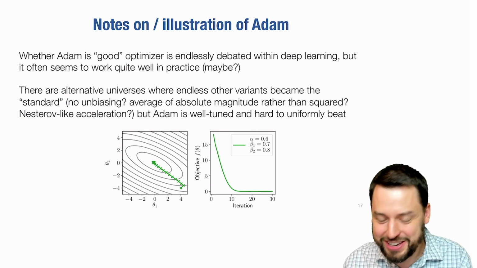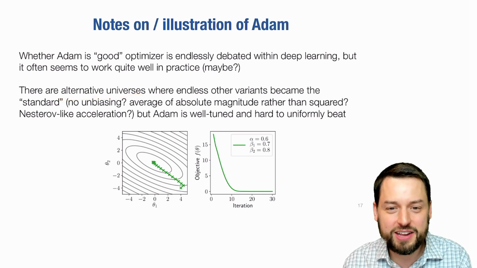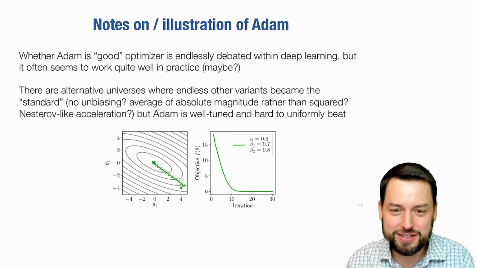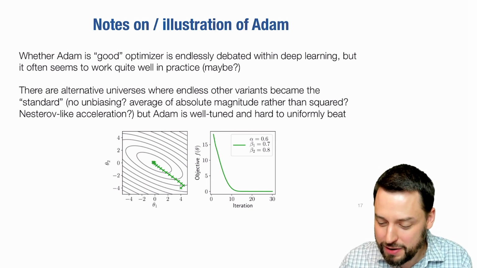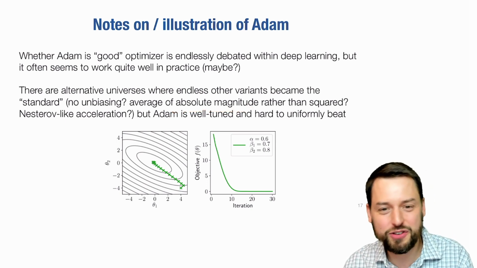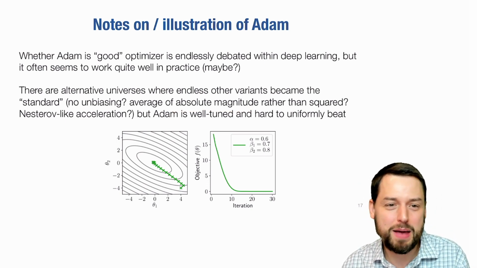I like to think that there are alternate universes where a different algorithm was published in 2014 and became the dominant algorithm for optimizers. Maybe we'd use the absolute magnitude of the gradients instead of their squared value with the square root. Maybe you would use Nesterov acceleration in it by default. Maybe they wouldn't unbias it.